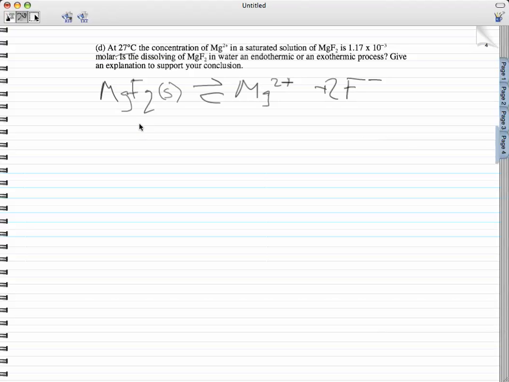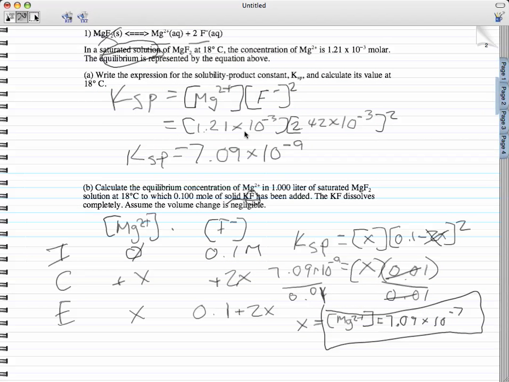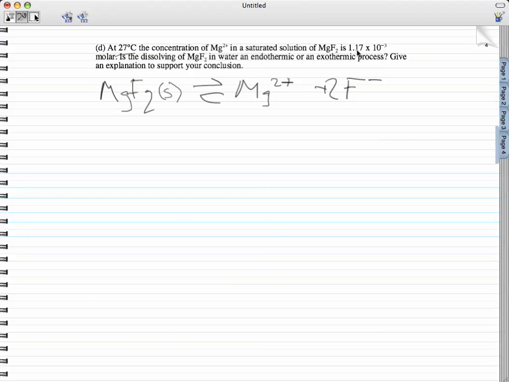it's 1.17 times 10 to the negative third. Back on the first part of the problem, our equilibrium concentration for that was 1.21 times 10 to the negative third. So from going from 18 degrees Celsius to this, our magnesium concentration has decreased slightly, meaning we've shifted our equilibrium to the left. Okay, and so this is a Le Chatelier's principle issue here.